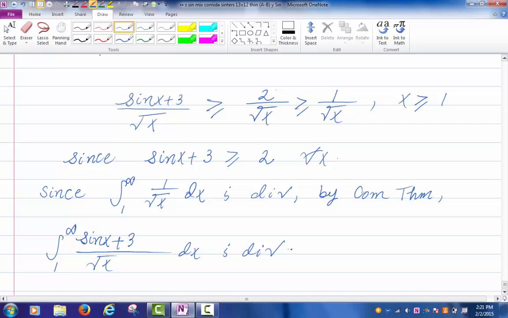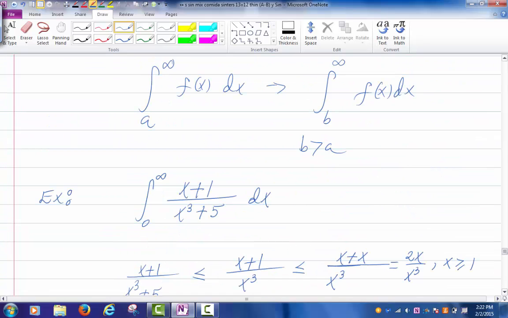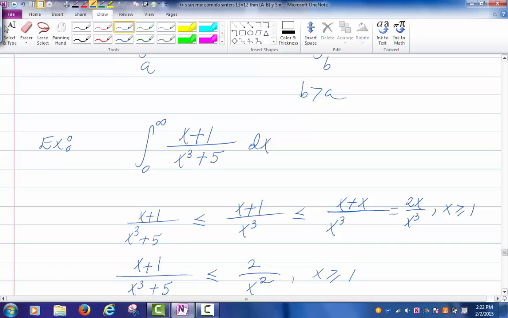Let's see. I wanted to do a problem where you have to use the comparison theorem. Let me see if I can find it. Actually, let me find it from what I did in the morning. Okay, x plus 1 over x cubed plus 5.